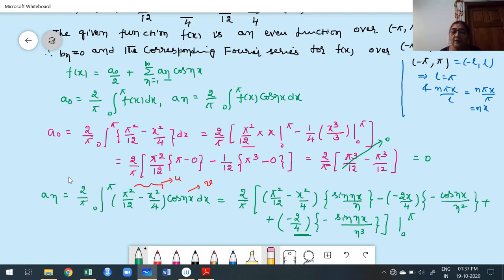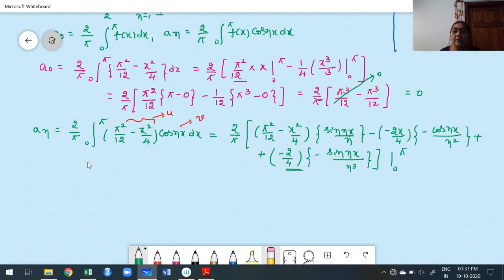Suppose you move to the next higher term, what happened? The derivative of a constant must be 0. In the next step, this can be written as 2 by pi of, apply the upper limit and lower limit. While applying the upper and lower limit, you must take care.